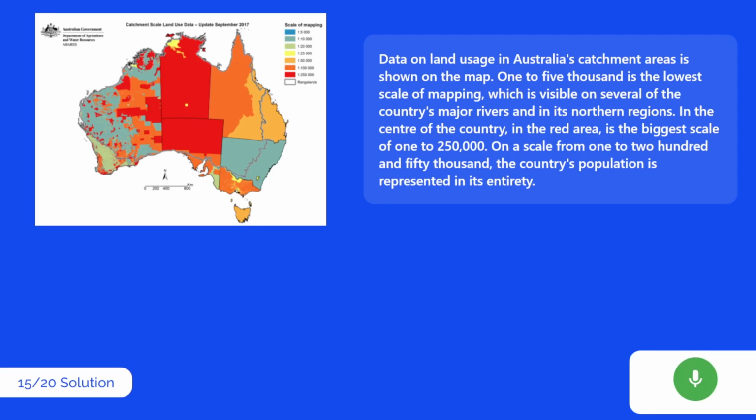Data on land usage in Australia's catchment areas is shown on the map. 1 to 5,000 is the lowest scale of mapping, which is visible on several of the country's major rivers and in its northern regions. In the center of the country, in the red area, is the biggest scale of 1 to 250,000. On a scale from 1 to 250,000, the country's population is represented in its entirety.